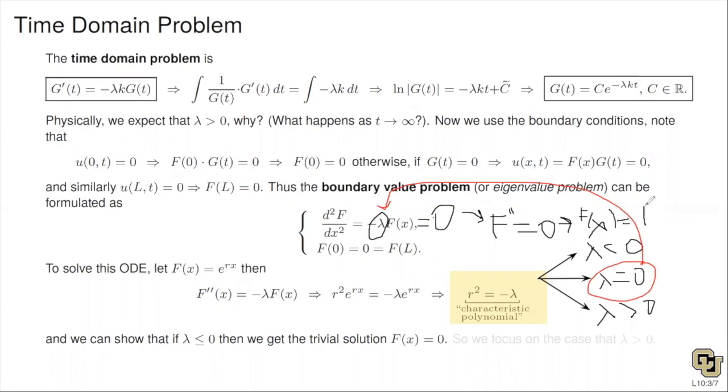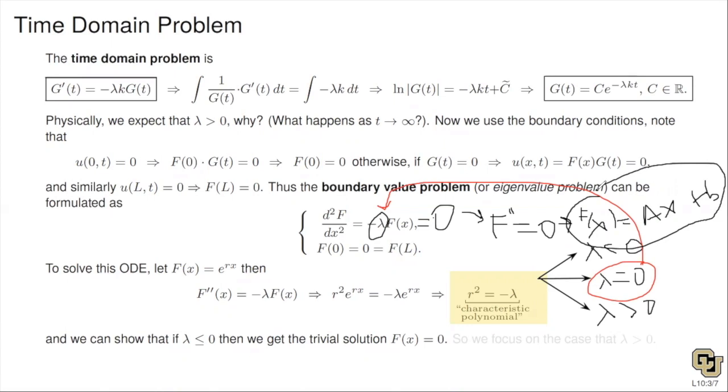So now, if you apply the boundary conditions, I know, sorry, I can't help it. I'm obsessed with trying to write. So you get f of x is ax plus b in the case that lambda is equal to 0.